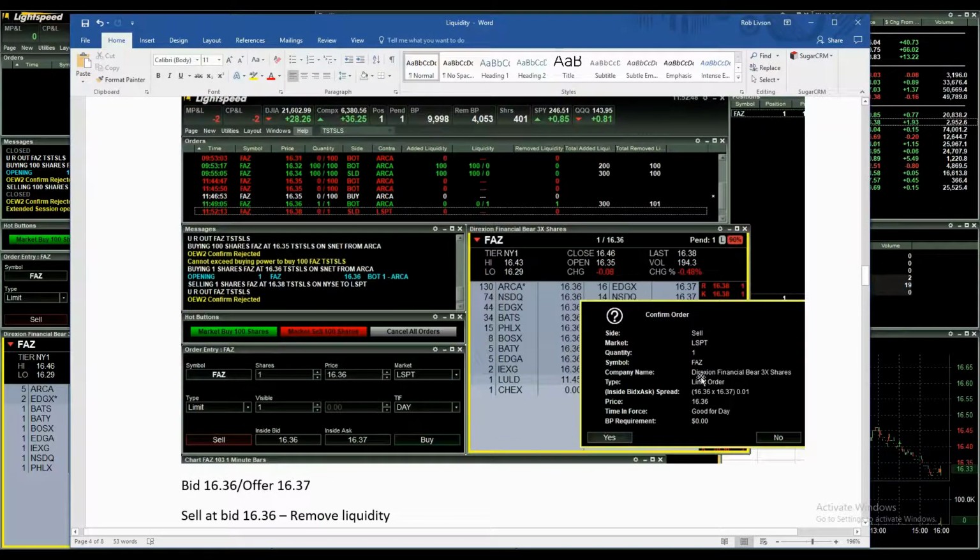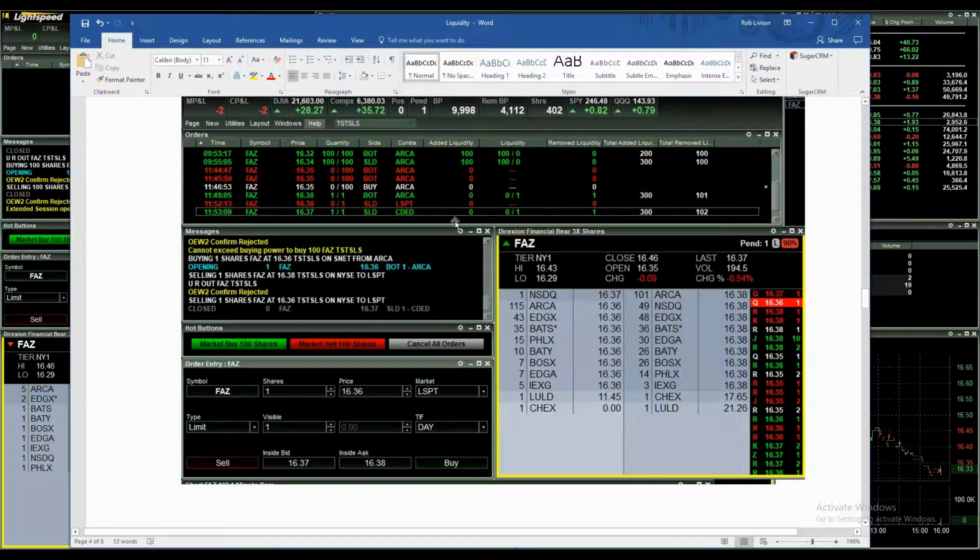Okay, so this one was selling one at the bid here, so we remove liquidity again. Now you can see here on my orders window, this order filled. I sold to the bid, and you can see the remove liquidity column, the one popped up there. That was the one share that I removed. So it's going to keep a running total of what added and what removed, and an individual column for adding or removing as well. So you can keep track of that if you really want to know.